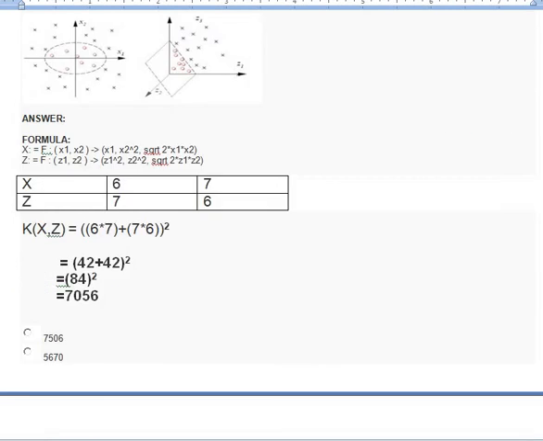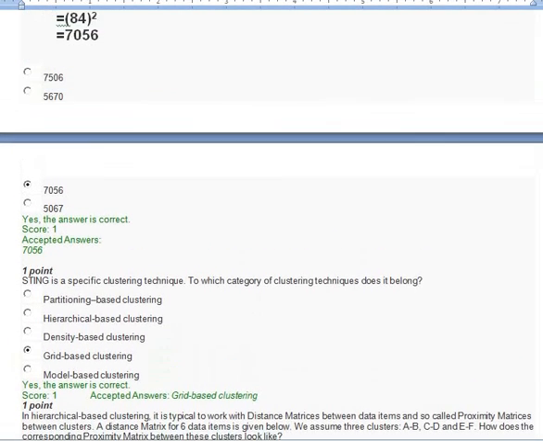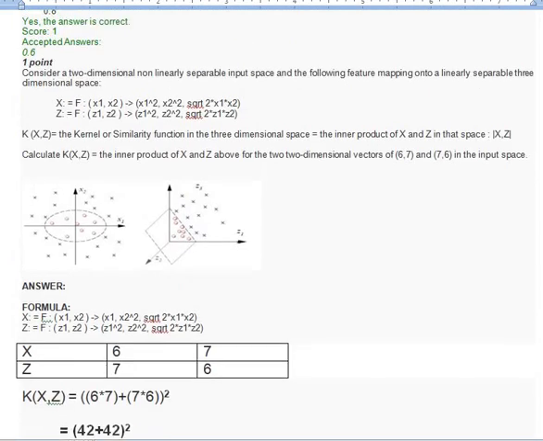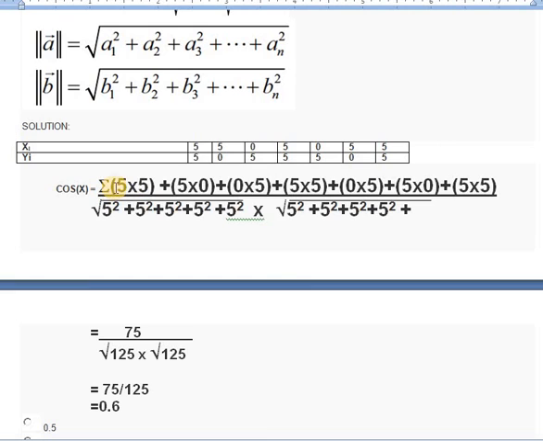Here I have clearly mentioned it. First on top, 5 into 5, and then 5 into 0, 0 into 5, 5 into 0. If you take all the numerators, we will get this value, and then in the denominator we have to square each and every data first. This is our x data and this is our y data. First we have to square the x data separately.